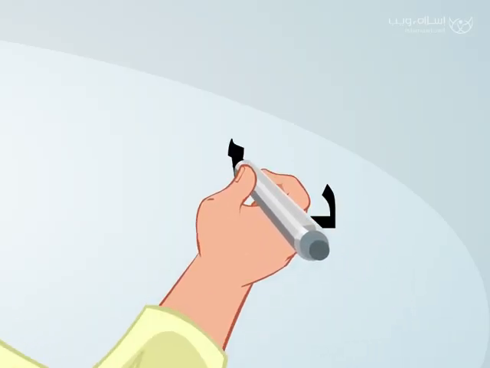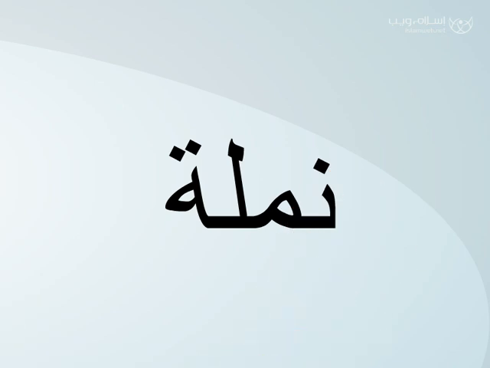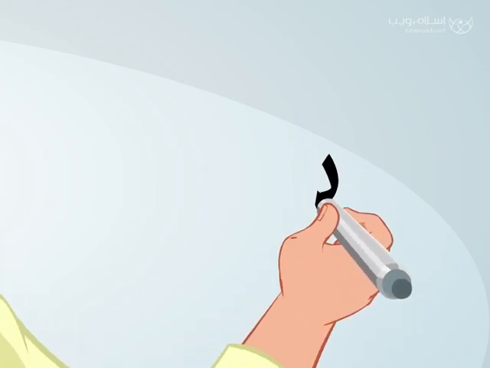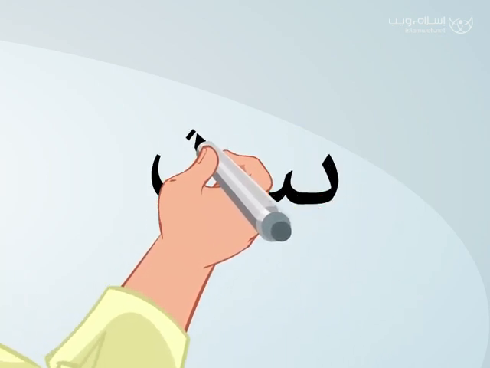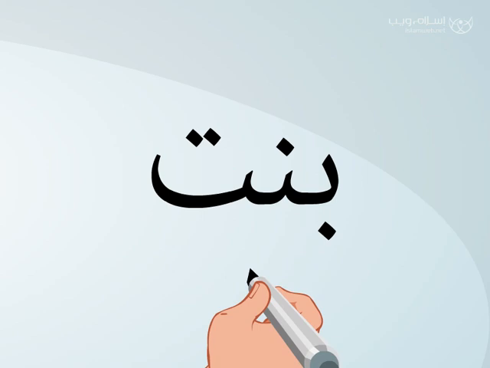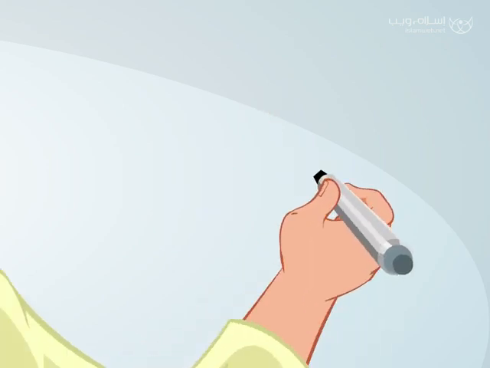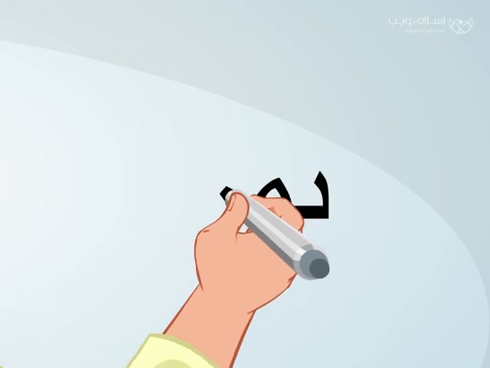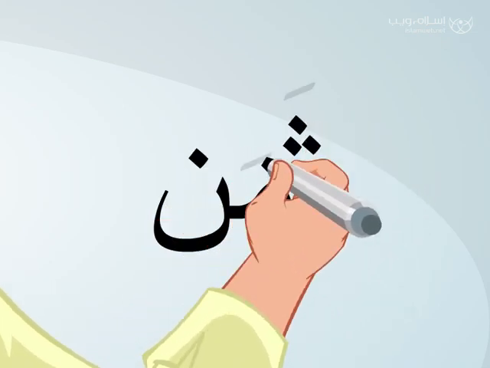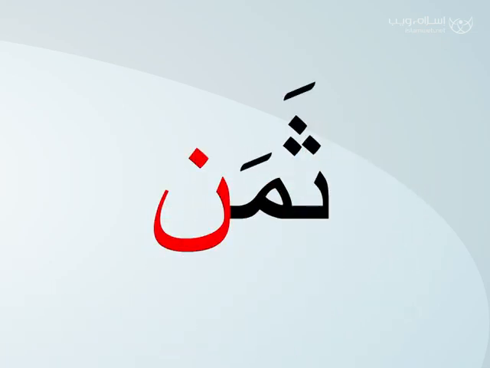This is how we write noon at the beginning of the word, like this example. Namla, which means ant. This is how we write noon at the middle of the word, like this example. Bint, which means girl. And this is how we write noon at the end of the word, like this example. Thaman, which means price.